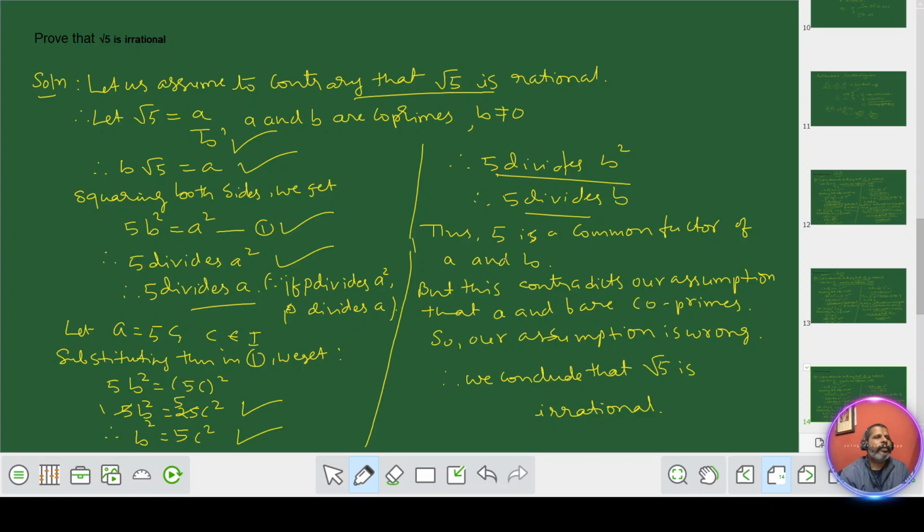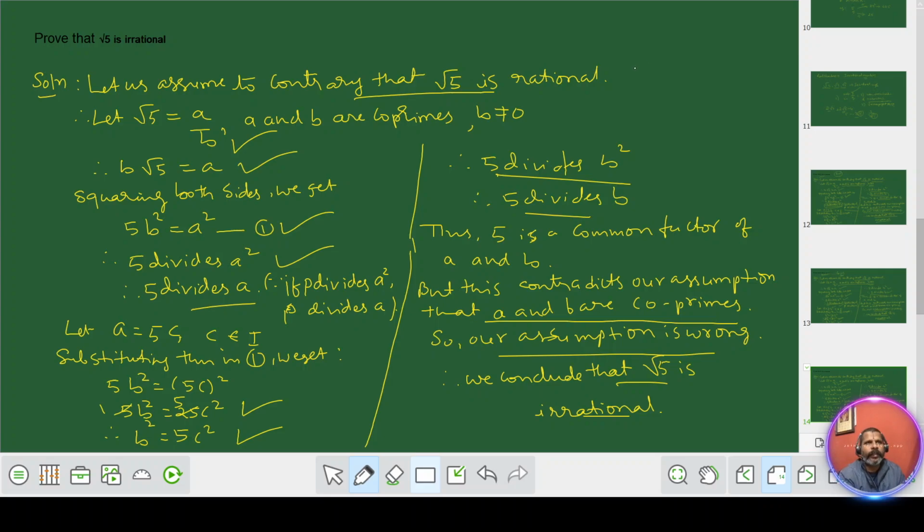But we assumed in the beginning a and b are co-primes. But we got 5 is a factor of b and 5 is a factor of a as well. So our assumption that a and b are co-primes is wrong. So our assumption is wrong. We write that statement and we conclude that root 5 is irrational. Okay.